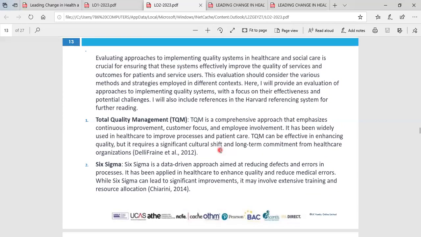We've talked about this earlier a bit, but it's a comprehensive approach and it emphasizes continuous improvement, CQI, continuous quality improvement. And it has a customer focus, a patient focus in any instance, a student focus, let's say in my instance, and it has employee involvement. So there are three important factors that it is heavily focused on: continuous improvement, customer focus, and employee involvement. It's widely used in healthcare, and it's obviously there to improve processes and patient care.